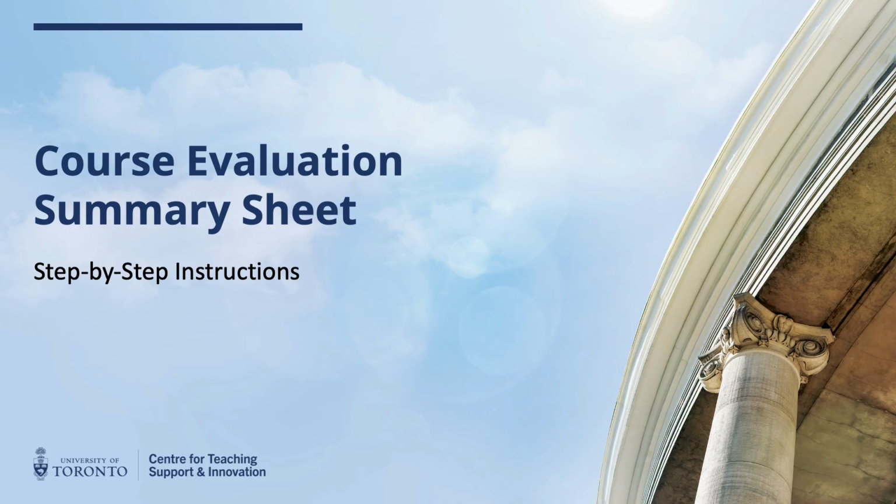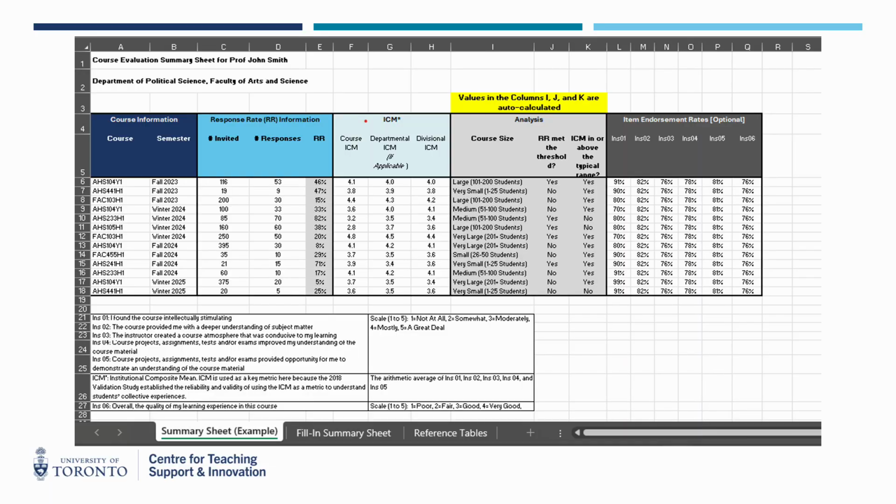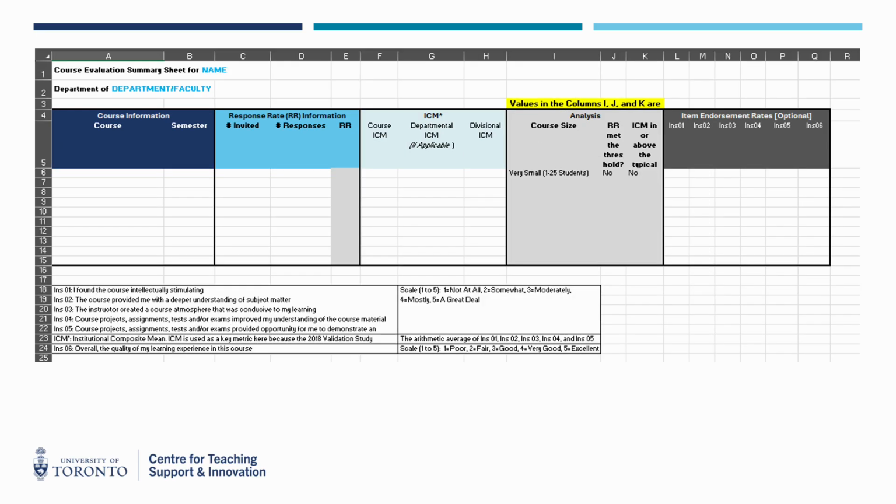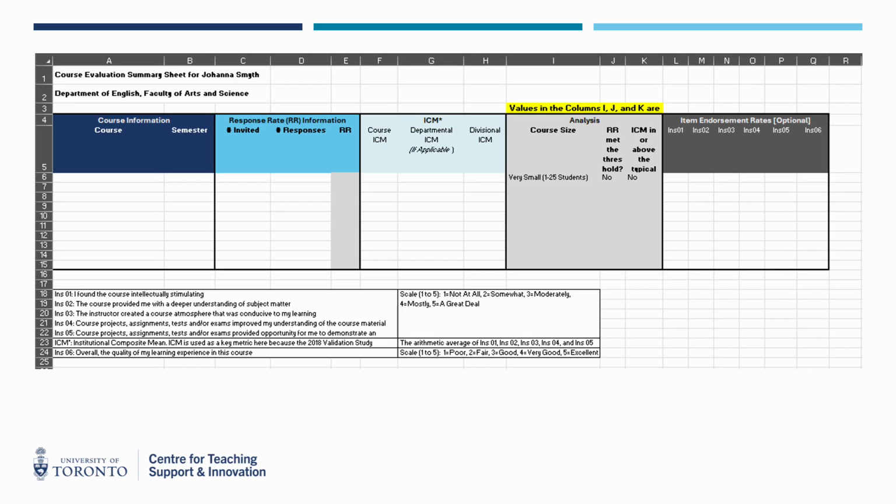This video will walk through the step-by-step instructions of using this template. There is a completed sample summary sheet which you can always go back to for reference. Go to the Fill-in Summary tab. Step 1. Enter your name and department. In the upper left corner of the template, replace the placeholder text with your name and department.